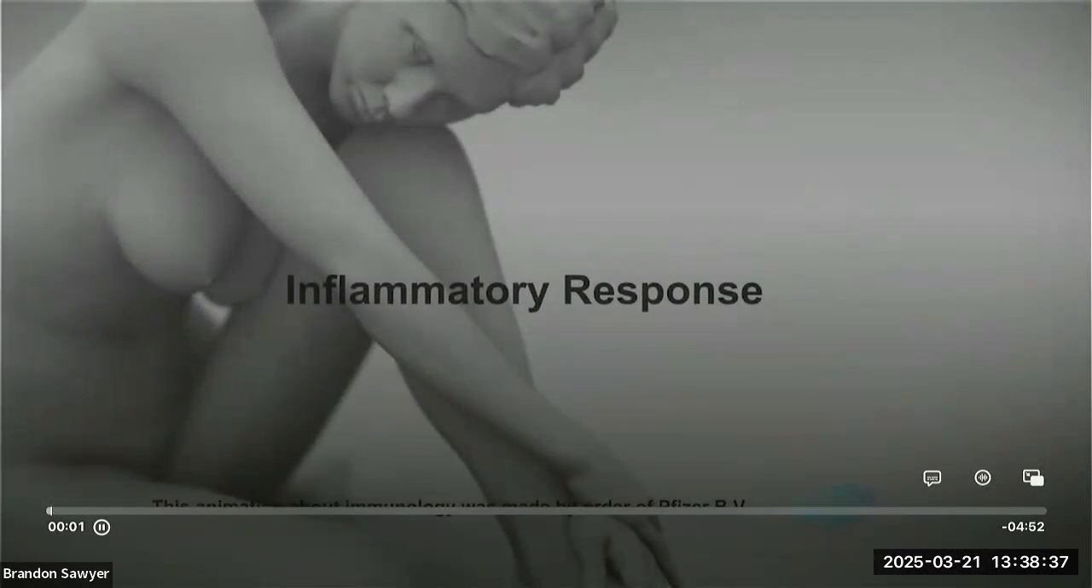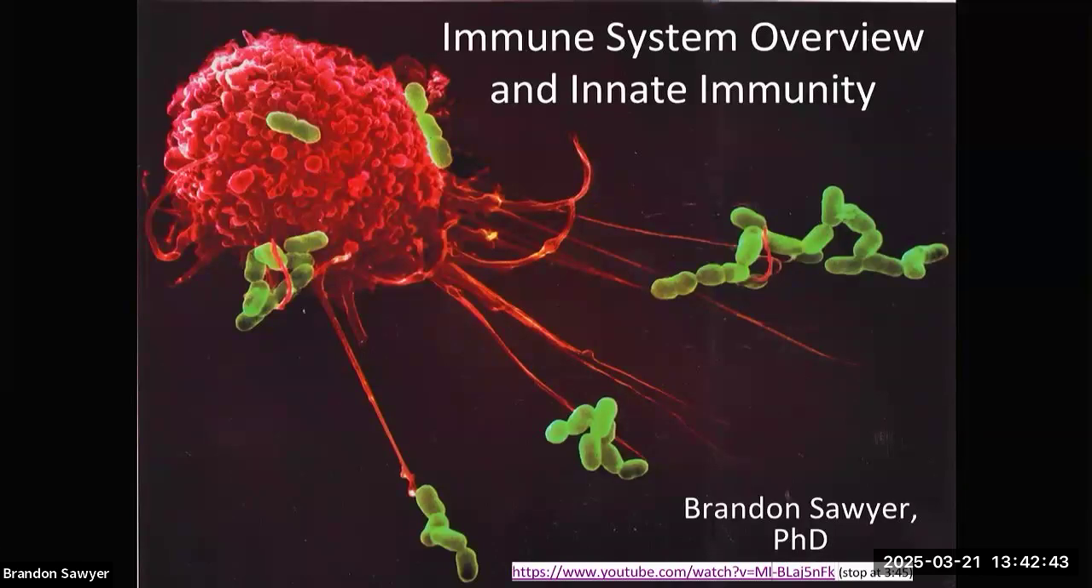Okay, this is just a little intro to the immune system, and then we'll get into one branch of it, which is called the innate immune system. And then on Monday, we'll get into what's called the adaptive immune system next.